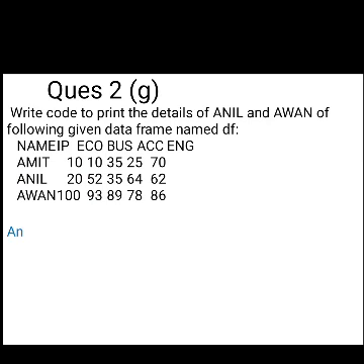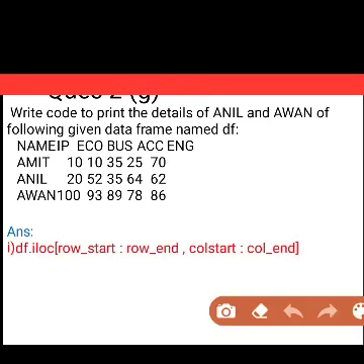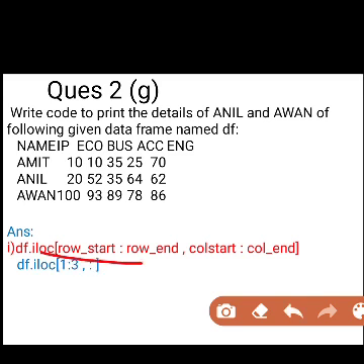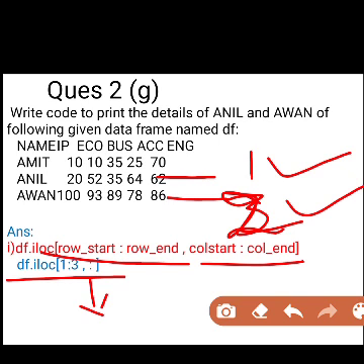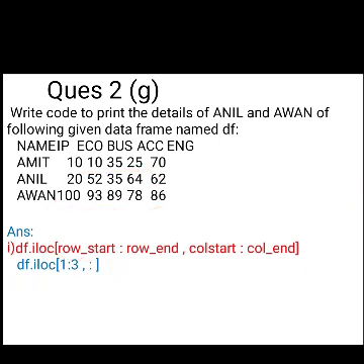So the answer for this you can write in this way, df.iloc. First let's see the syntax: row start to row end, column start to column end. If you write df.iloc[1:3], starting from 1 it has to go up to 3, but 3 will not be included, so it will go up to 2. Means these 2 rows will be printed. And for column we have nothing specified, so it will take all the columns and all the values of Anil and Aman will come out.